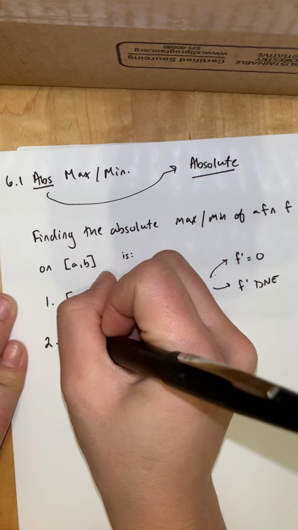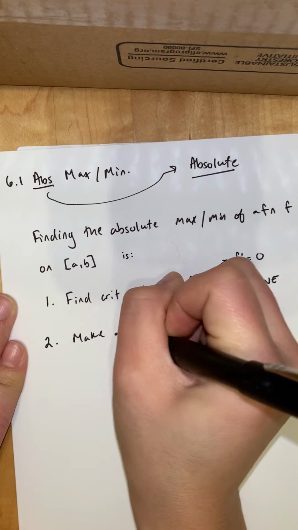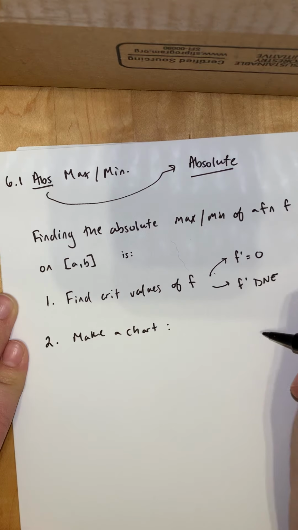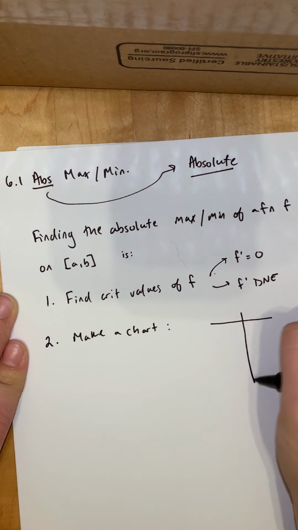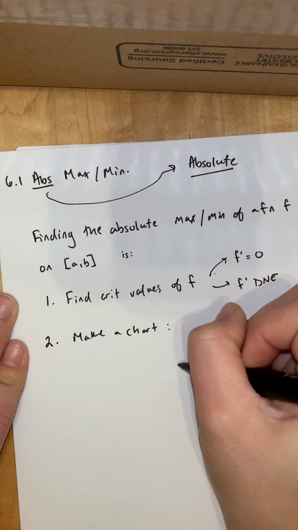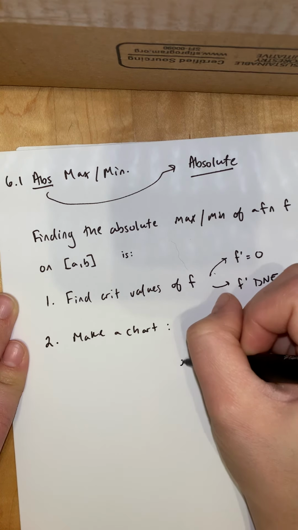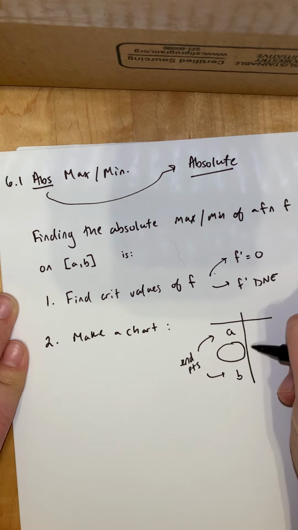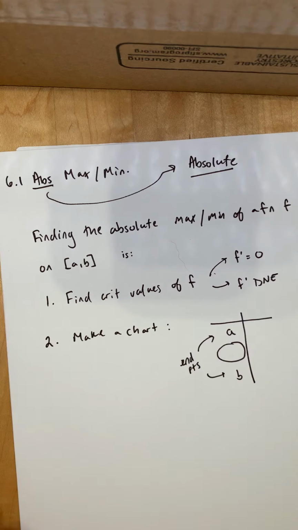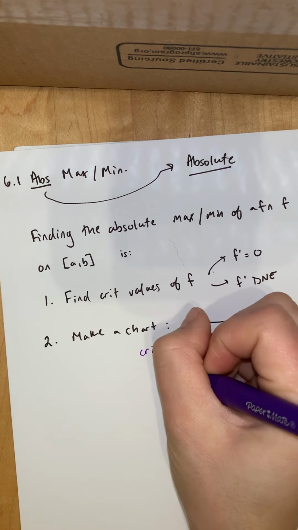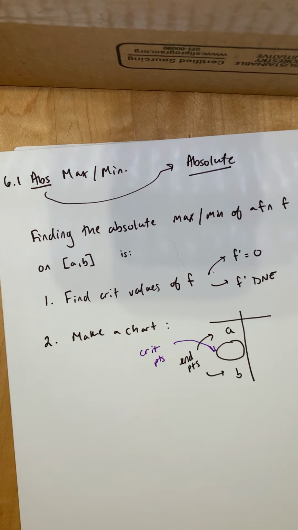Next, we're going to make a chart. So our chart's going to look something like this. It's just going to be a T-chart where we have a and b. These guys are our endpoints. And then we're going to put any critical points. This guy right here, there's going to be any critical points. Okay.